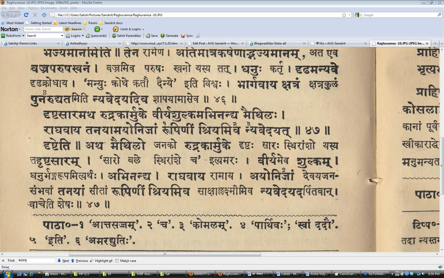Okay, so last time we were looking at this shloka, number 47, in the Saptadasha Sarga. Let us read it one more time. It's a kind of straightforward shloka, nothing much, so maybe we can do it a little bit faster.